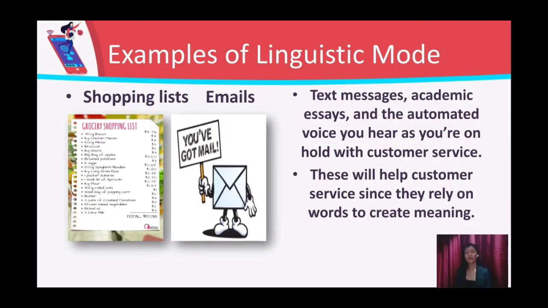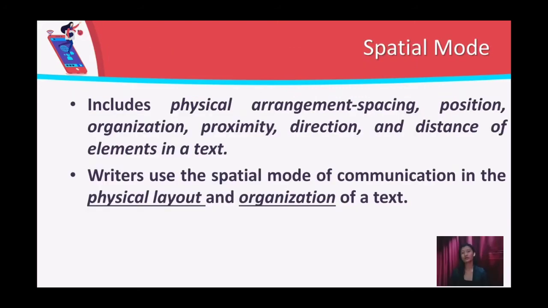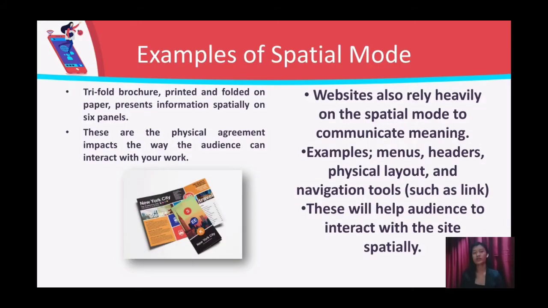One of the examples of linguistic or alphabetic mode are text messages, emails, academic essays, and shopping lists. So why are those examples of linguistic? It is because they are relying on words to create meaning. Spatial mode includes physical arrangement, spacing, position, organization, proximity, direction, and distance of elements in a text. Examples of spatial mode include a trifold pamphlet and printed paper.